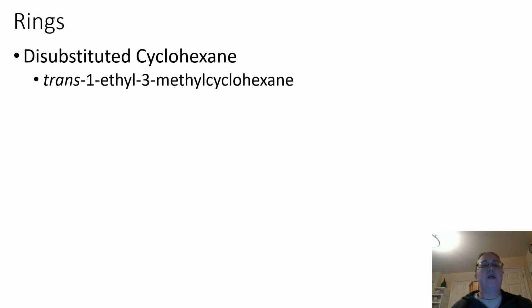So for the next one, we're going to look at two different groups in our disubstituted cyclohexane. We're still going to be looking at our trans conformation, but this time we're going to have one ethyl and two methyl. So here I'm going to have my ethyl group, and I'm just going to make it point out. On the third carbon atom, I'm going to have my methyl group, and it's going to be pointing back. Again, the key here is that trans relationship where we have one pointing out and one pointing back.